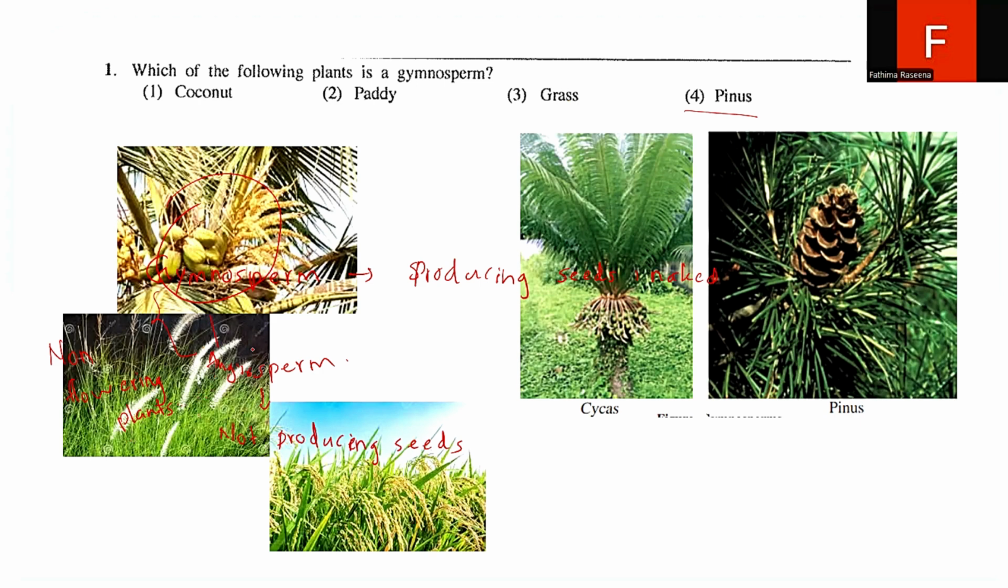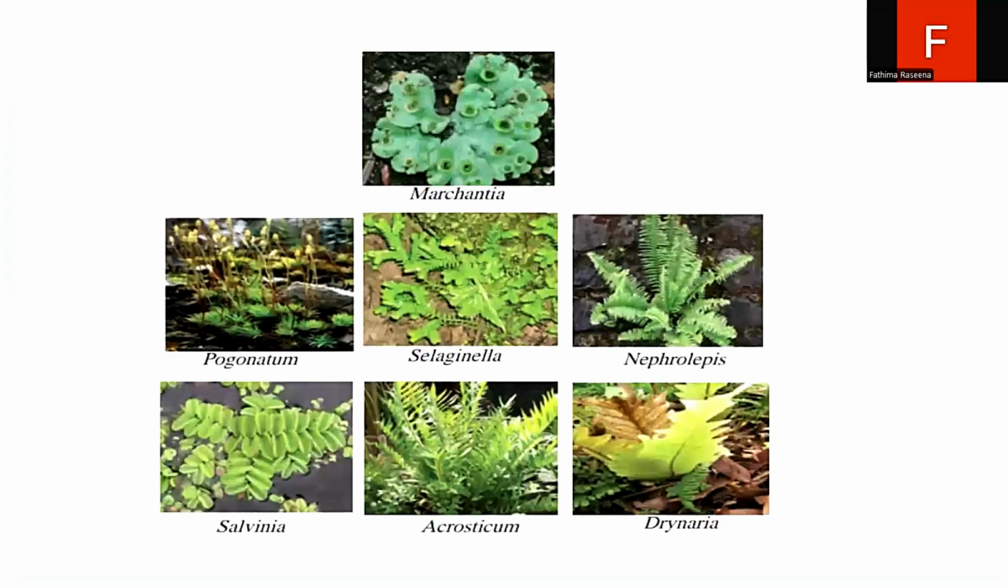The dicots means mango, rambutan, jack. All the others are coming into the dicot. Now you have, these are the examples for angiosperm, which doesn't produce seeds or flowers. Marchantia, Pogonatum, most of them live in the aquatic area. Nephrolepis, Selaginella, Acrostichum, Salvinia, Drynaria. Okay, these things.